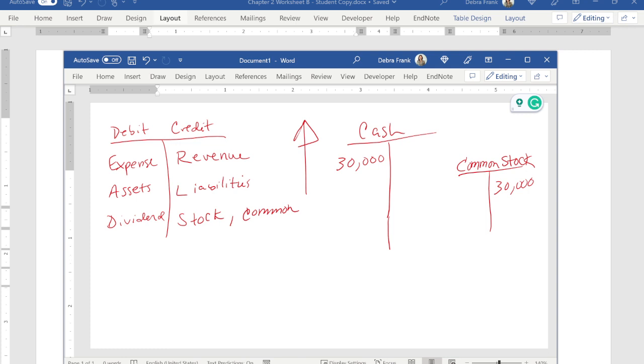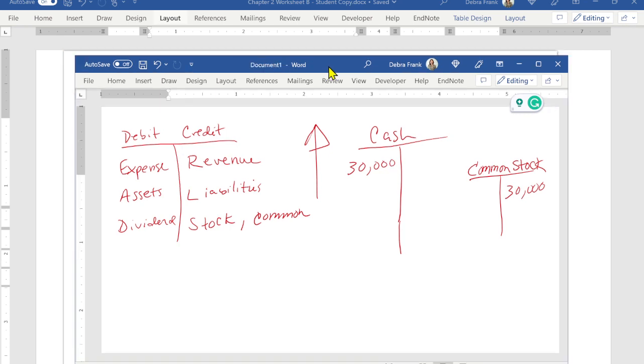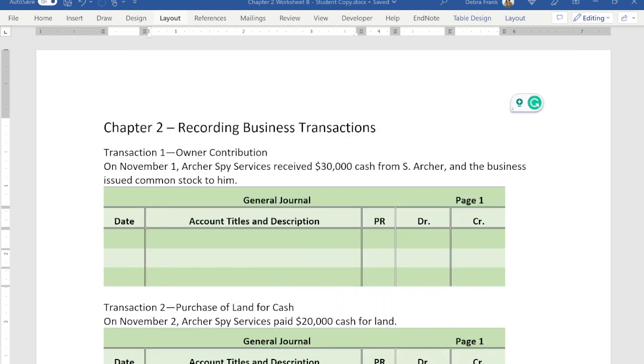All right, so I need to do my journal entry. I record debits first. We can see here cash has a debit, so I will go first, and then our common stock for the credit. So let's go ahead and move that out of my way, and let's get typing here. Let's do our date, let's be proper. And so we have cash. We know that that was the debit for 30,000.